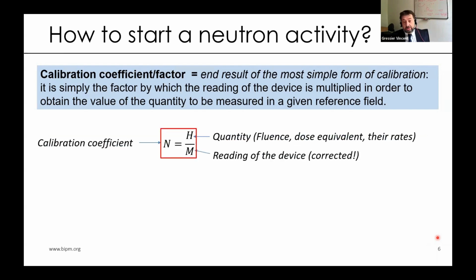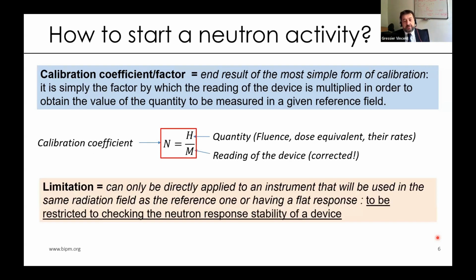So just three terms: the calibration coefficient, the ratio between the quantity, which could be the fluence, the dose equivalent, or the rates of these two quantities, and the reading of the device. The important part here is the corrected reading of the device. And we will see that most of the slides that follow in this webinar will be dedicated to how to correct the reading of the device.